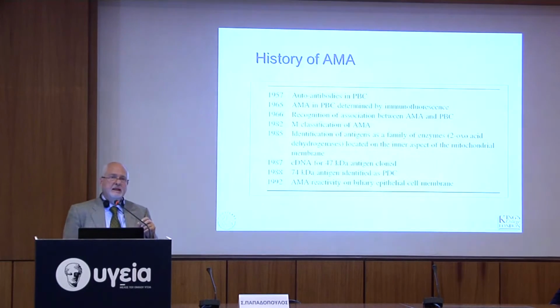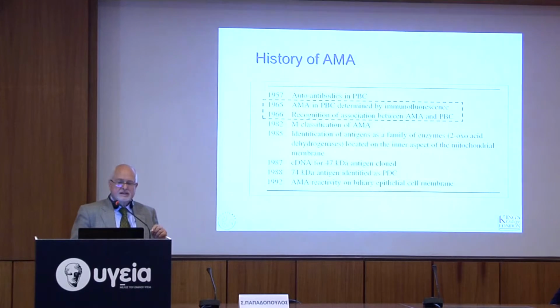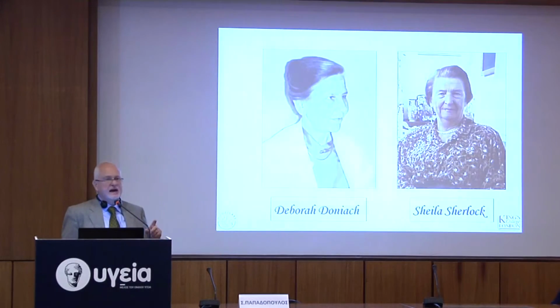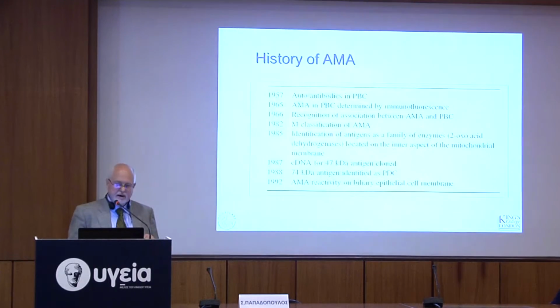Two notes of history. The antimitochondrial antibody was described in 65, and the association with PBC was made in 66. And these are the two ladies responsible for that. Deborah Doniach on the left discovered the antibody. Sheila Sherlock on the right found the association of the antibody with PBC. So they worked together, an important collaboration.